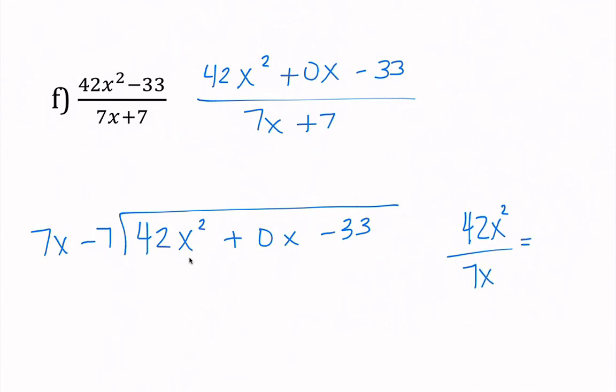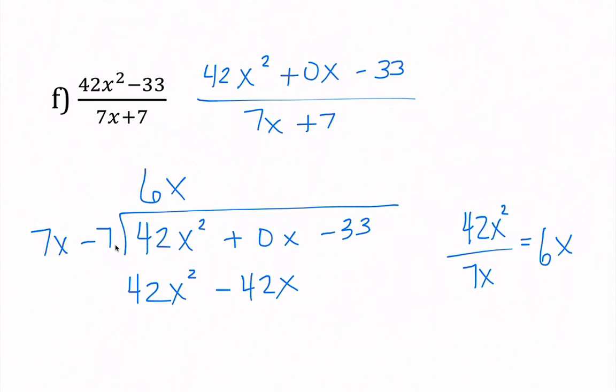Well, 42 divided by 7 is 6. X squared divided by x is x to the first because 2 minus 1 is 1. So that 6x goes at the top. And now we move on to multiplying. So I take 6x and I multiply by 7x. That gives me 42x squared. Now I take this 6x and multiply by a negative 7. That's going to give me a negative 42x.